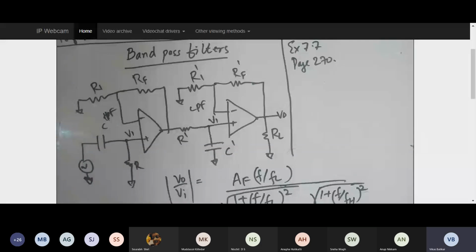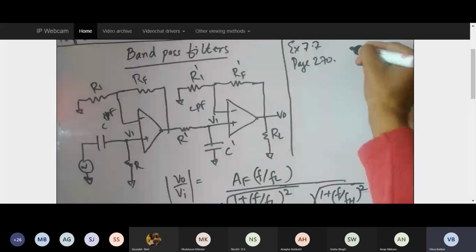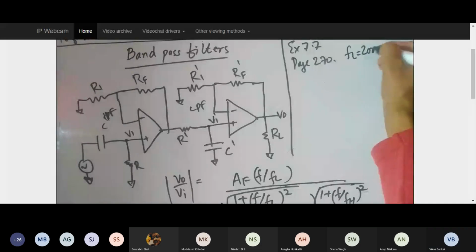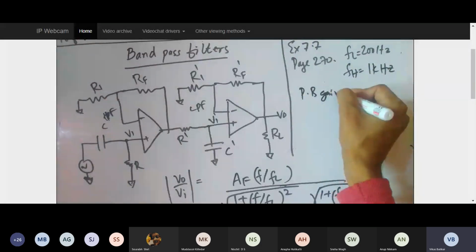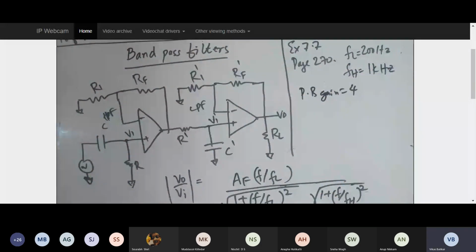Fine. So design a wide band pass filter with FL equal to 200 Hertz, FH equal to 1 kilohertz, and pass band gain as 4. It is exactly the same equation or the same problem we have done for my low pass and high pass.